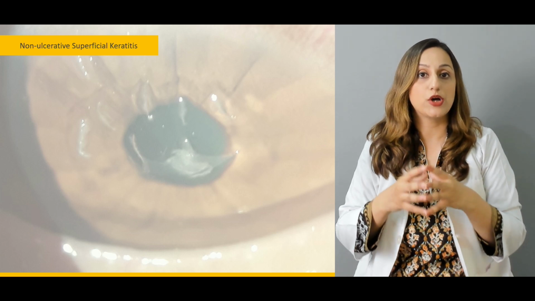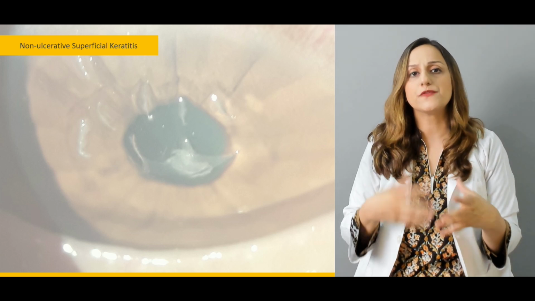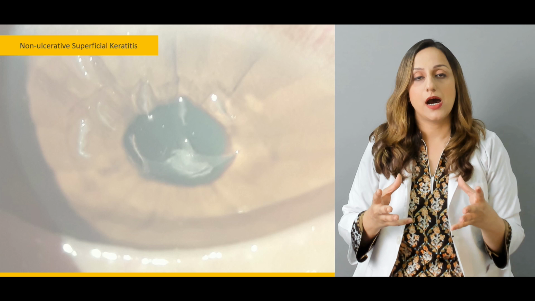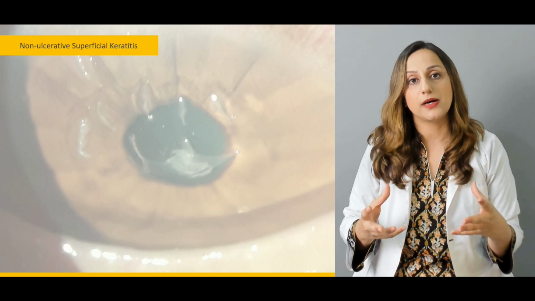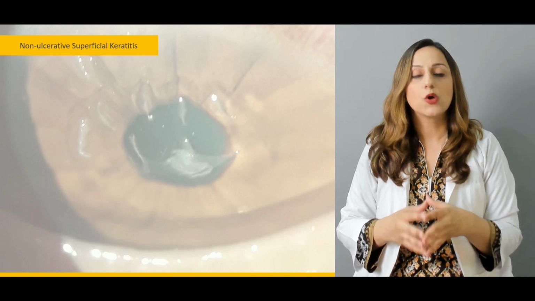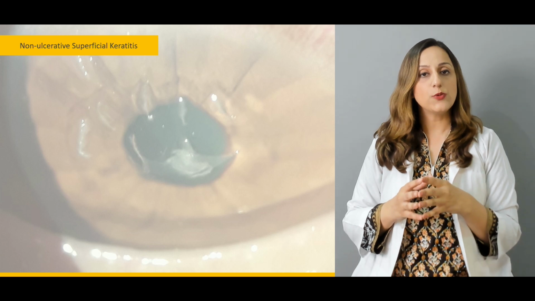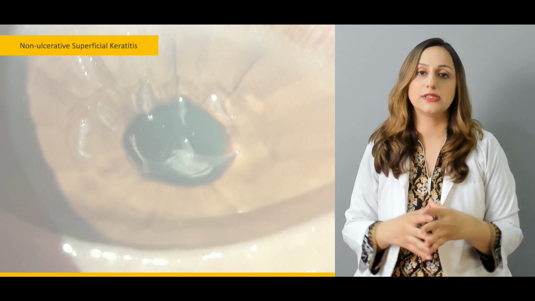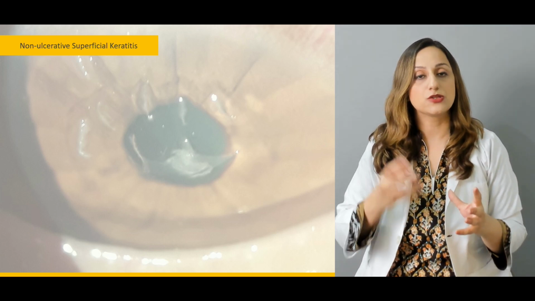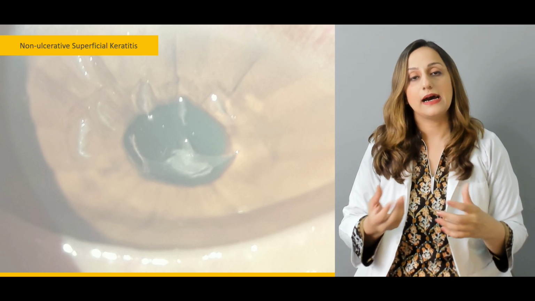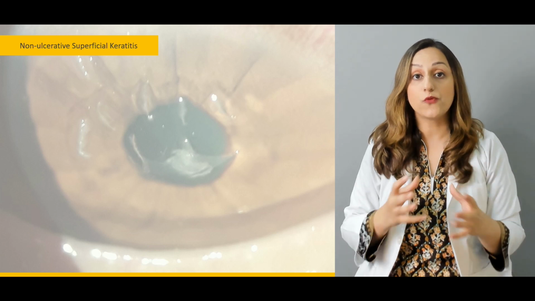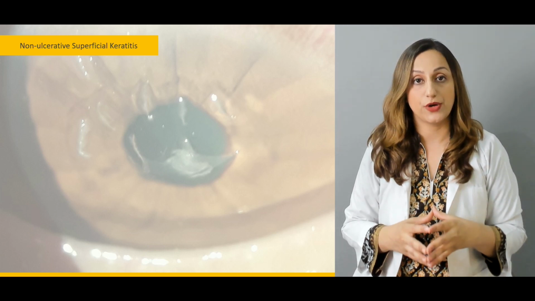Usually, it is not possible to invade this epithelium and involve the stromal layer unless the infectious states are virulent enough to cause damage to the substantia propria, or even the endothelium or the Descemet's membrane can be involved in quite complicated cases. So we have the non-ulcerative superficial keratitis. As the name indicates, it's a superficial sort of keratitis, and superficial means that it's just involving the epithelium. It's not involving the substantia propria of the cornea.